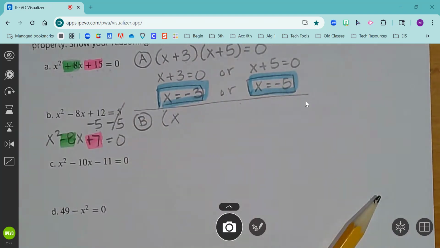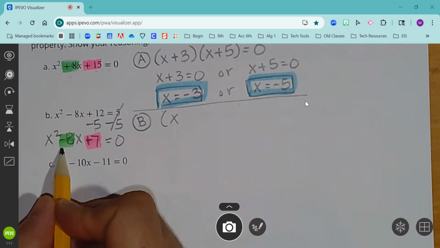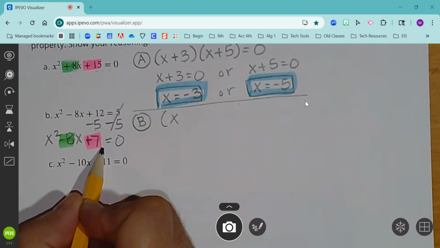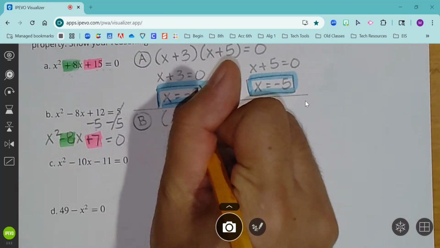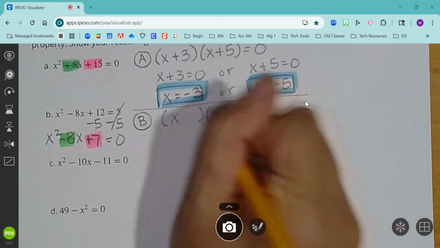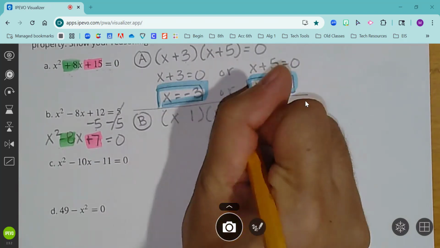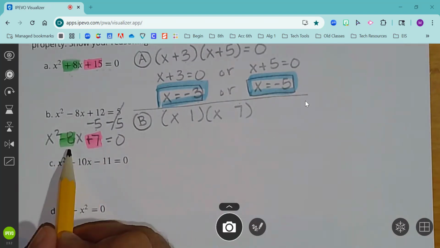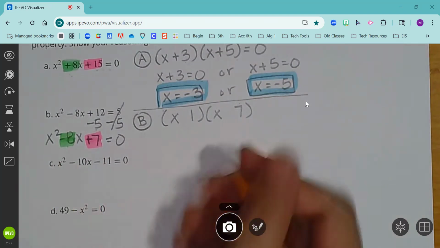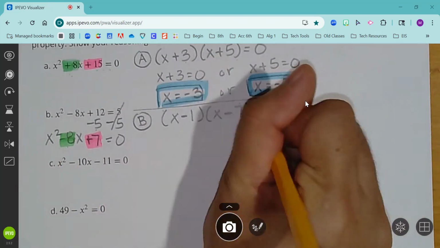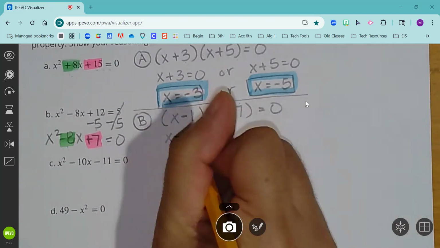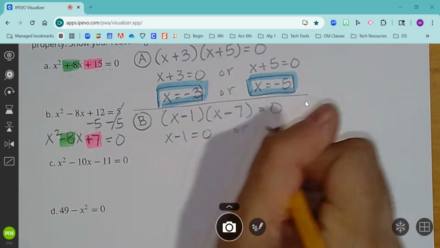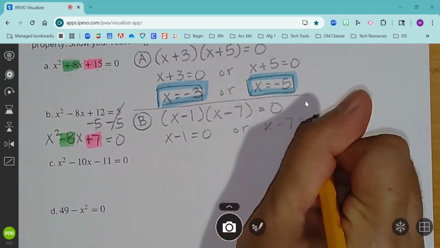Okay, so two numbers that multiply to -7 but add to -8. That would be 1 and 7. And they would both have to be negative because I need a -8. So there you go. Set them equal to 0 with the zero product property: x plus 1 equals 0, or x minus 7 equals 0.